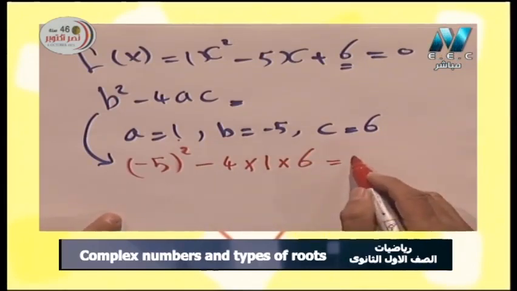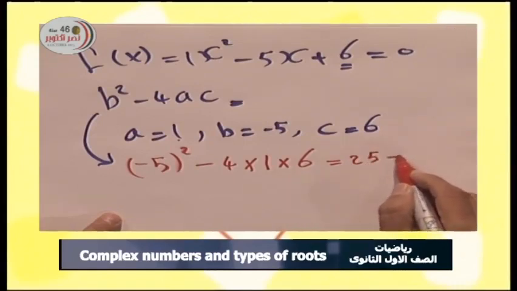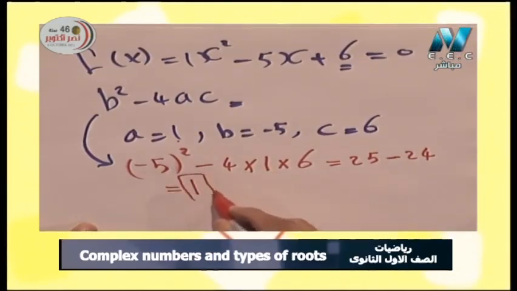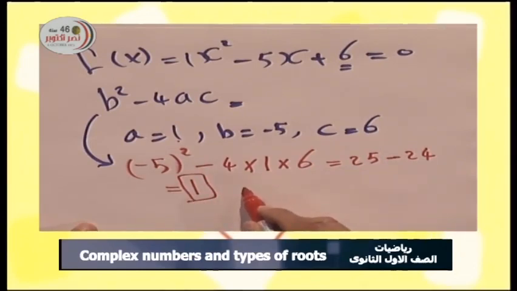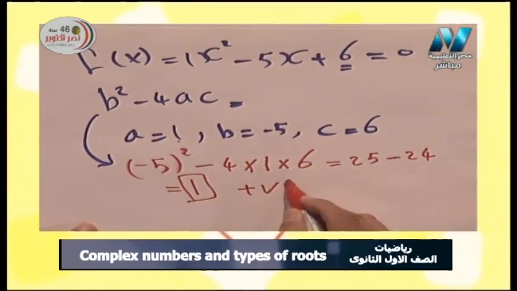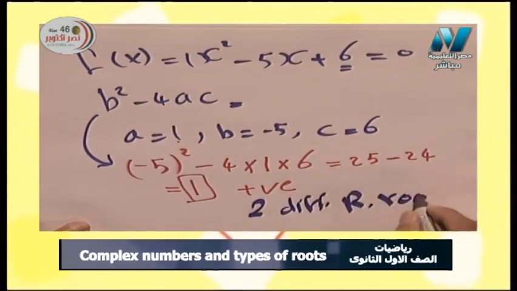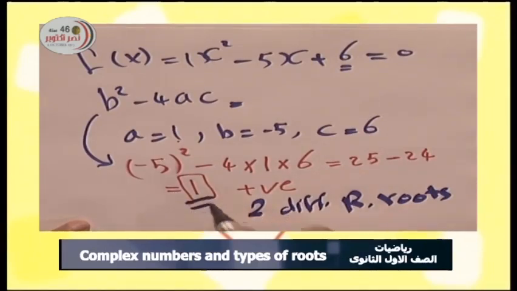This equals 25 minus 24, and 25 minus 24 equals 1. Ask yourself, is it a positive or negative number? Yes, it is a positive number. So what is the type of the two roots? If the discriminant equals a positive number, then we have two different real roots.